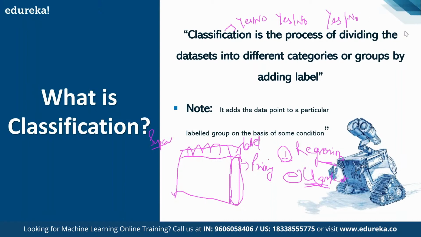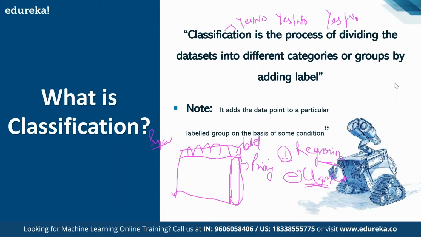So if the output you want to predict is in the form of yes or no, or true or false, this is called classification based supervised machine learning. Classification based supervised machine learning is the process of dividing the data set into different categories or groups by adding a label.